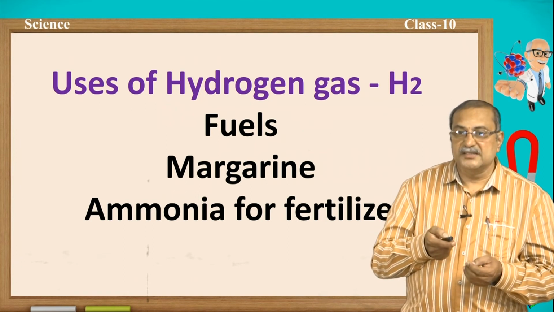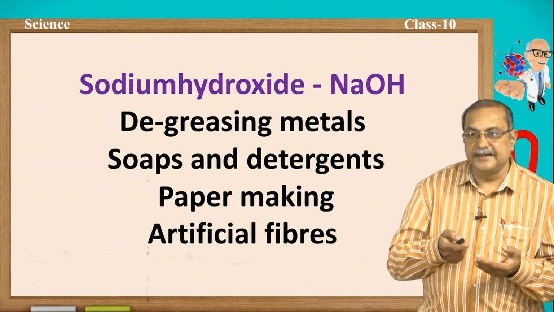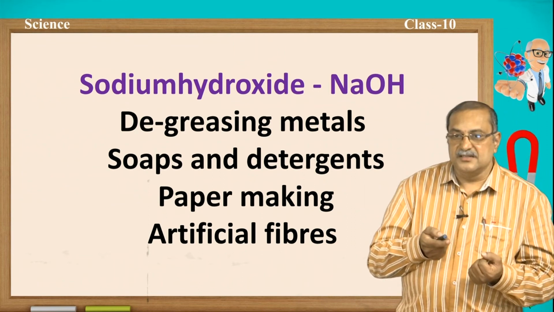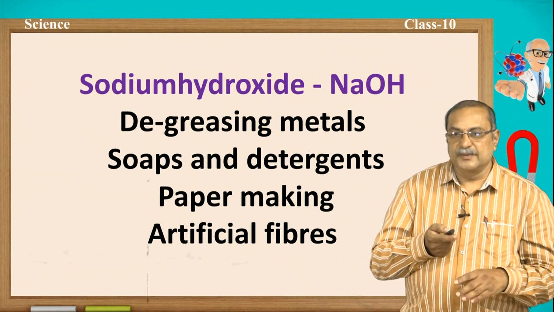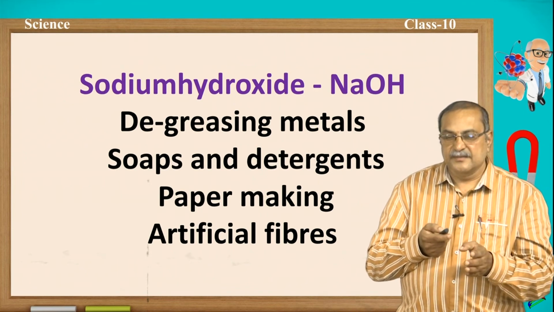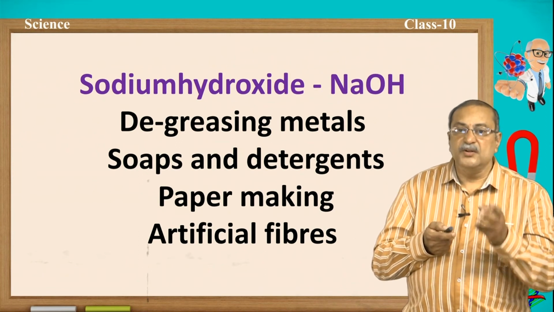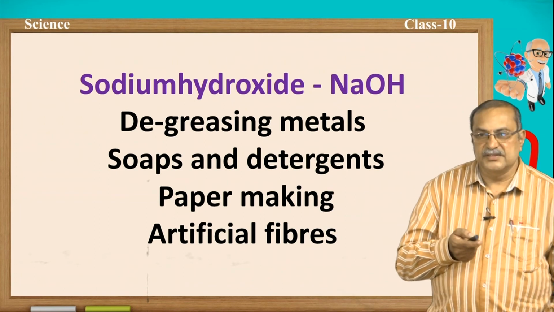So, these are the products and they are very useful. Next one is sodium hydroxide, NaOH. You know that it is used for degreasing the metals. What do you mean by this degreasing? Oily surfaces will be there, because we put oils and greases on the metals to avoid rust. So, by using this sodium hydroxide, we can remove the oily part.